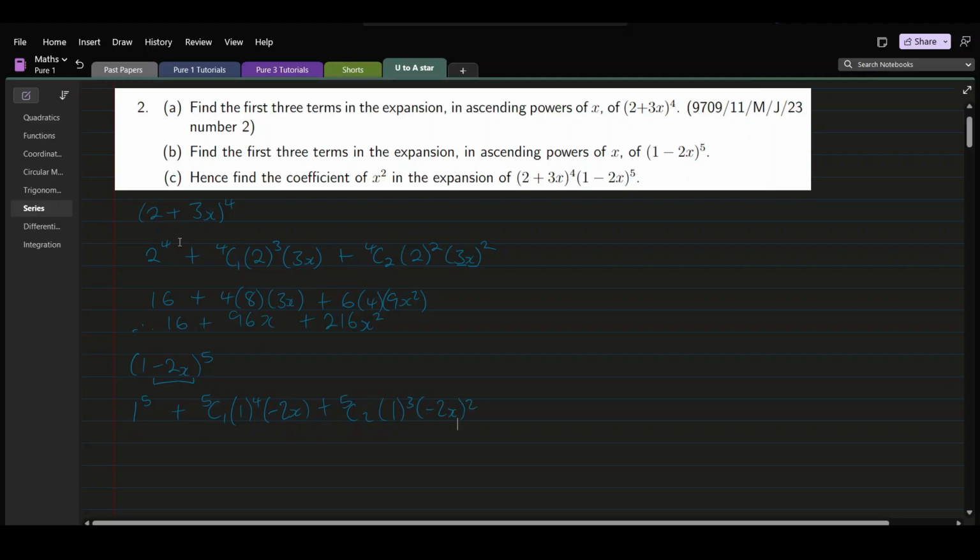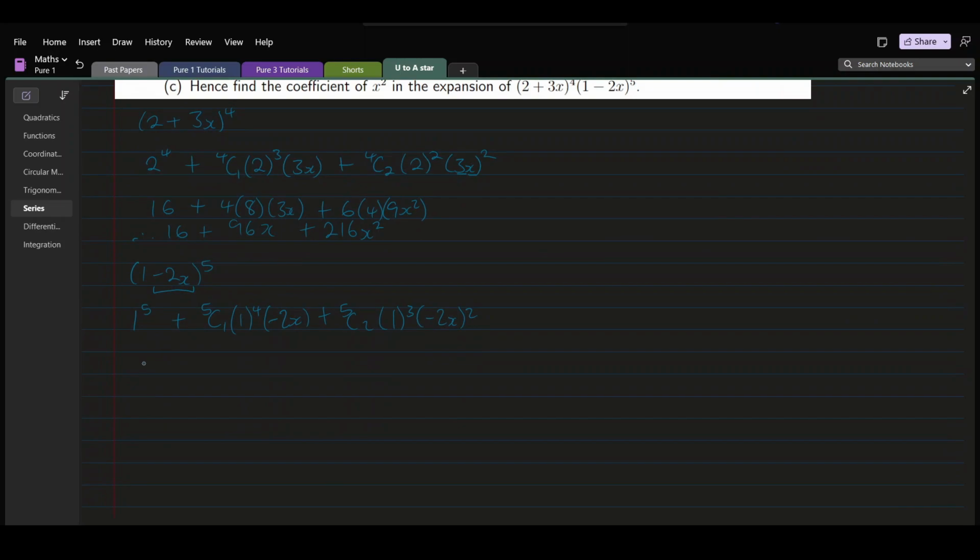Now let's simplify our coefficients. So 1 to the power 5, that's 1, plus 5 choose 1, that's 5, times 1 to the power 4, that's 1, times negative 2x, plus 5 choose 2, that's 10, times 1 cubed, that's 1, times negative 2x squared. So negative 2 squared gives us 4, and then we have x squared. Now let's simplify, that's 1 minus 10x plus 40x squared, and that's our final answer for part B.